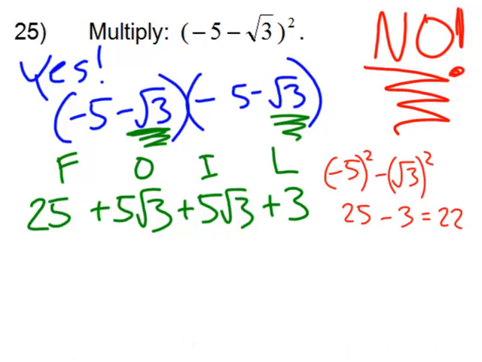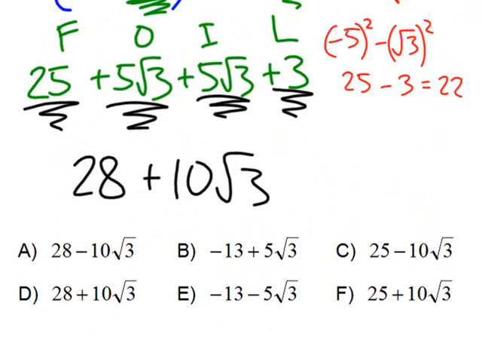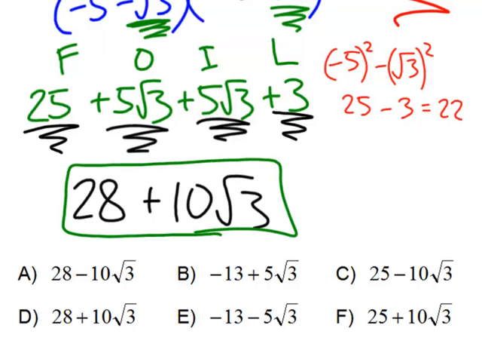Let's combine like terms. 25 plus 3 would give us 28. 5√3 plus another 5√3 would give us plus 10√3. Let's scroll down here a little bit and see that our final answer of 28 plus 10√3, that is where? That is D here, right? All right.